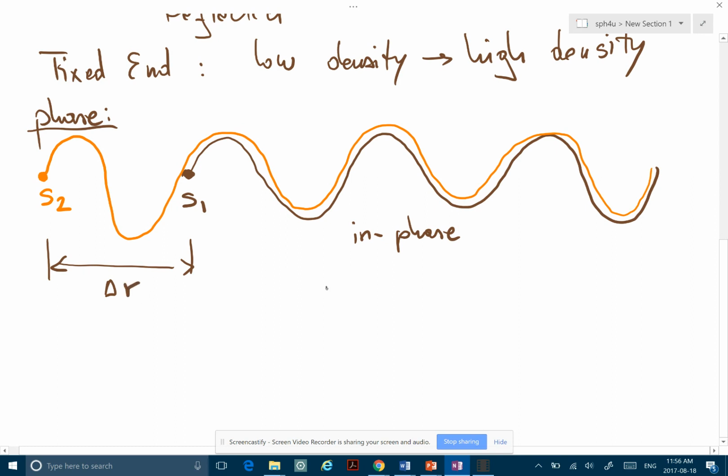All right, and you can see here that the distance between the two sources is actually a wavelength. Could it be zero? Yes, it could be. S1 and S2 are exactly the same place. Could it be 2 lambda? Of course it could be.